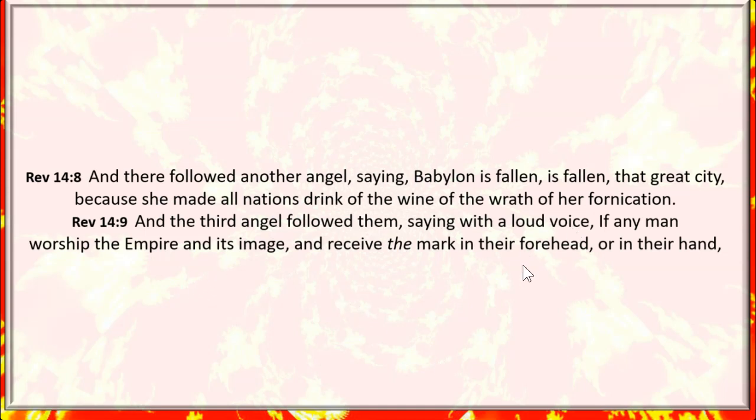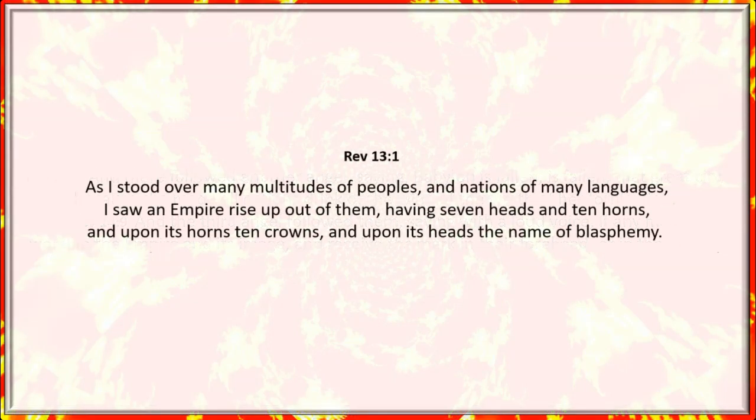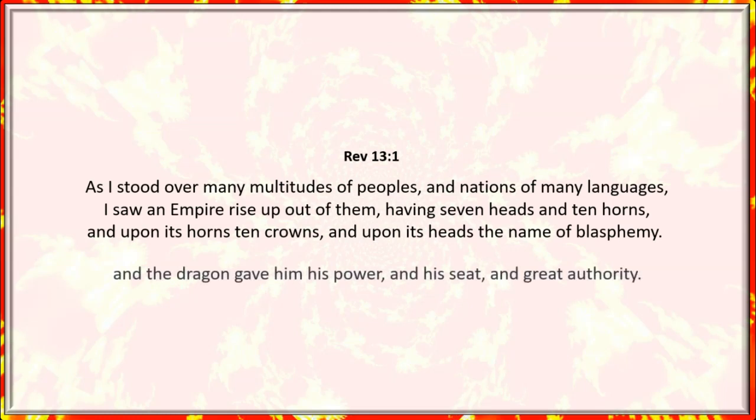But let's apply this to Revelation 13:1. And I stood over many multitudes of peoples and nations of many languages, and I saw an empire rise up out of them, having 7 heads and 10 horns, and upon its horns 10 crowns, and upon its heads the name of blasphemy. Now that makes a lot more sense because an empire isn't it. Okay? And the dragon gave him his power and his seat and great authority, right? Well, actually, Rome gave it its power and its seat and great authority.